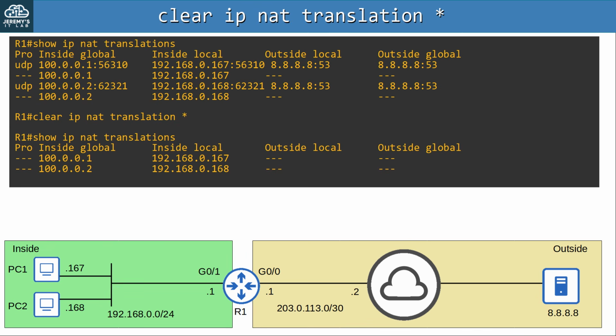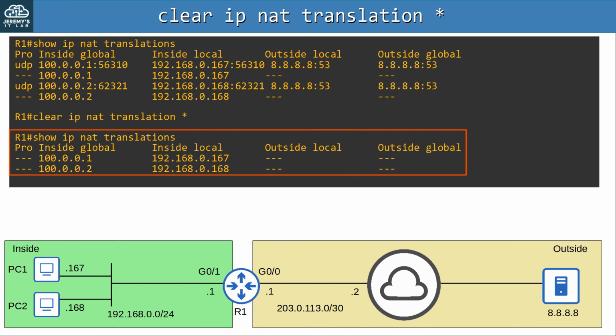Let me show a few more useful commands. First, you can clear all of the dynamic translations in the NAT translation table with clear IP NAT translation and then an asterisk. Even though I only configured static NAT, not dynamic NAT, each time the static NAT entries are actually used, dynamic entries are added to the NAT translation table for those translations. When PC1 and PC2 stop communicating with 8.8.8.8, these dynamic entries will eventually time out and be removed from the NAT translation table. But this command allows you to manually clear the table.